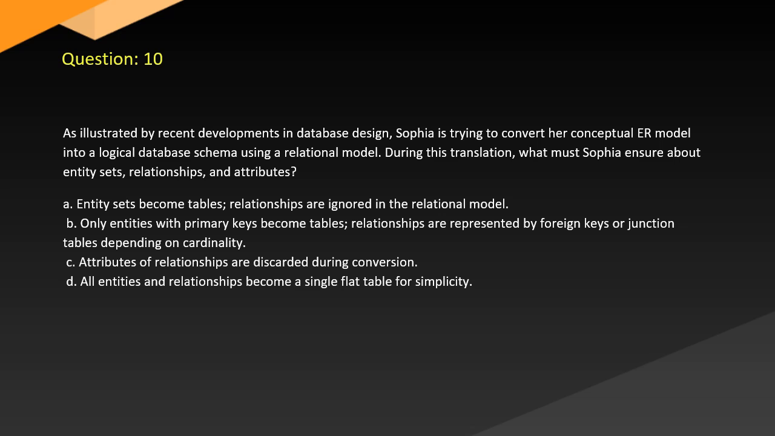A. Entity sets become tables. The relationships are ignored in the relational model. B. Only entities with primary keys become tables. The relationships are represented by foreign keys or junction tables depending on cardinality. C. Attributes of relationships are discarded during conversion. D. All entities and relationships become a single flat table for simplicity.